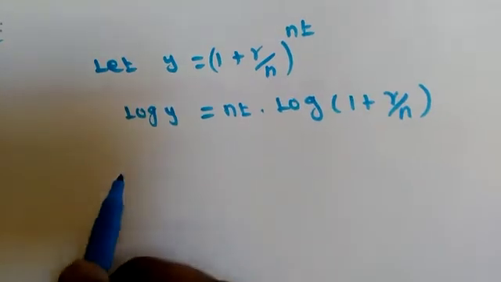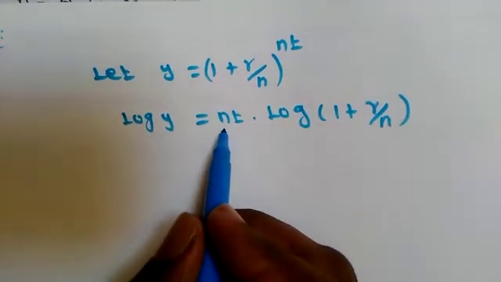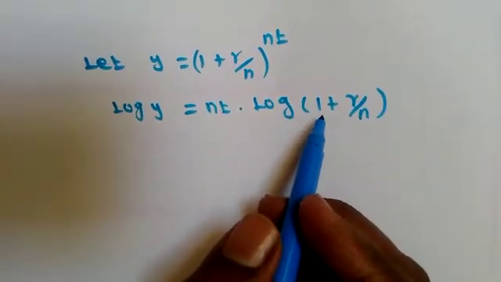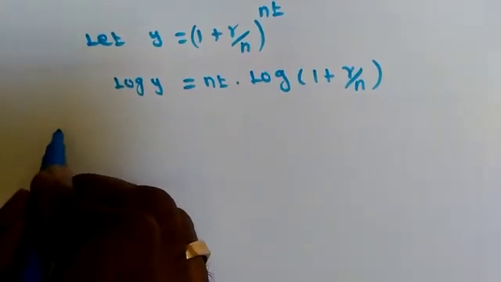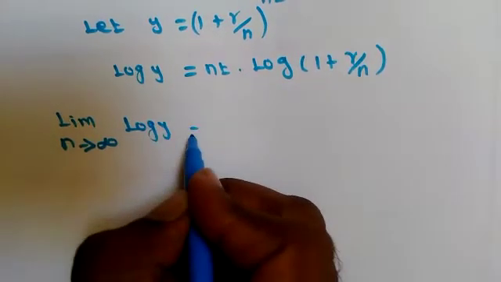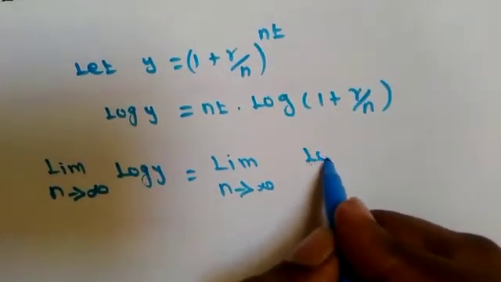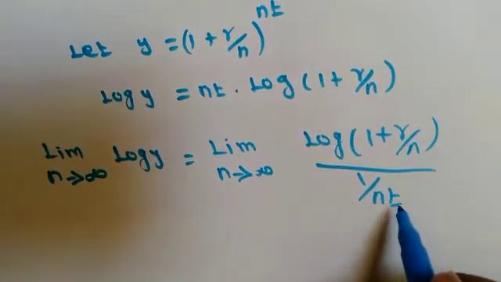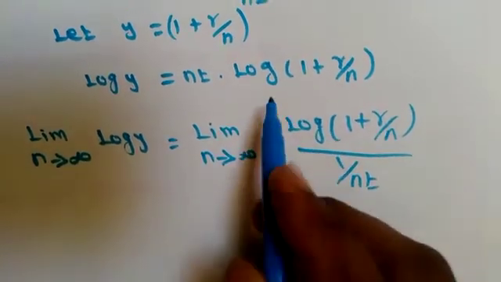Then what is the limit given? n tends to infinity. So here n is infinite, so infinity into 1 by infinity. 1 by infinity is 0, here log 1 will come, and log 1 is also 0. So it is infinity into 0 form. So apply the limit on both sides. Limit n tends to infinity of log y is equal to limit n tends to infinity of log of (1 + r/n) divided by 1/(nt) will come. Okay, because I changed this format.